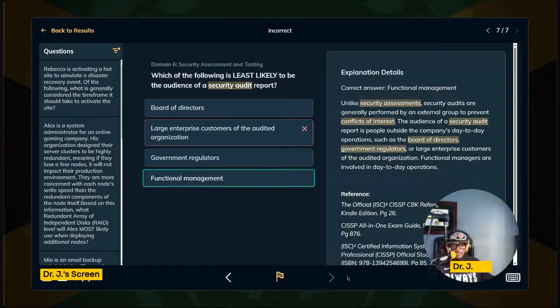Yeah, functional manager wouldn't be used. The functional managers are involved in day-to-day operations, so they're least likely to receive a security audit report.